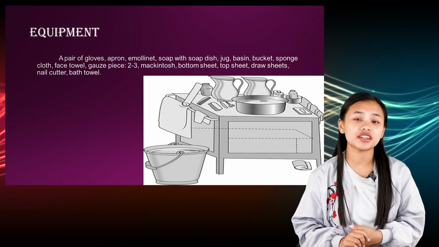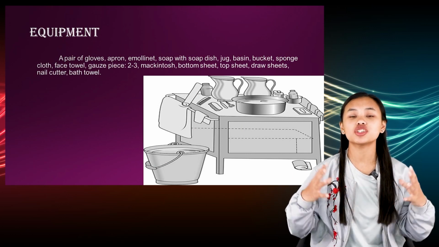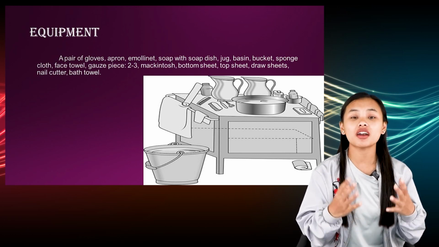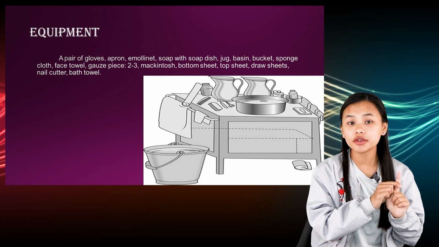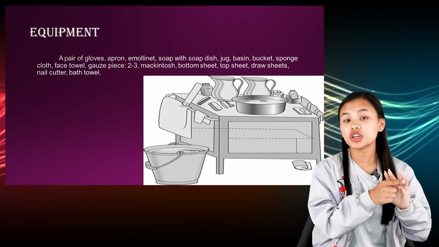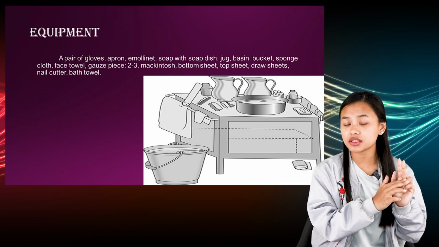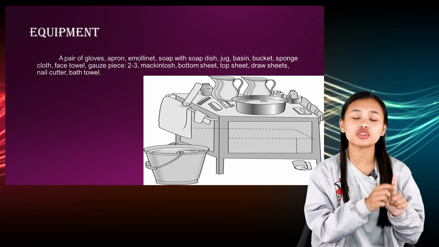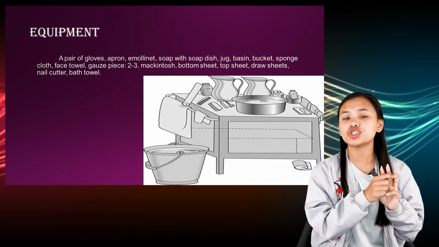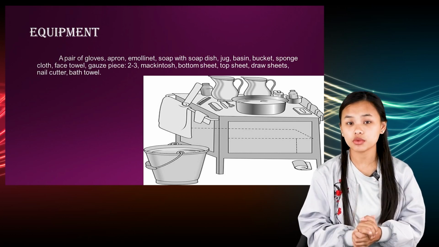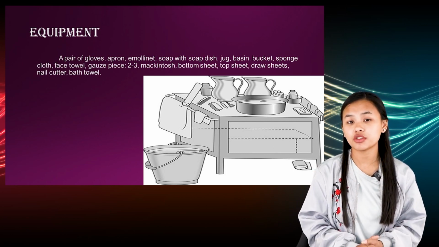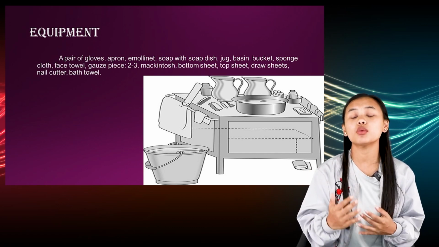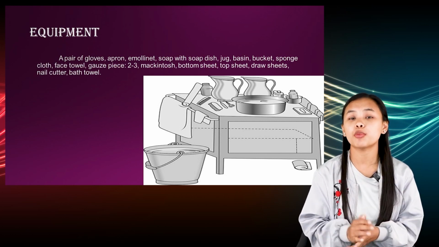So here, before you provide the sponge bath to the patient, it is very important that you must prepare all the equipment or the articles which will be required, right? So these articles include a pair of gloves, emollient, apron, soap with a soap dish, a jug, basin, bucket, sponge cloth, face towel, around 2 to 3 gauze pieces, then the Macintosh, the top sheet, the bottom sheet, the draw sheet, the nail cutter, as well as the bath towel. So before you provide sponge bath to the patient, you should make sure that all these articles have been assembled so that there will not be any interruption while you are providing this care.